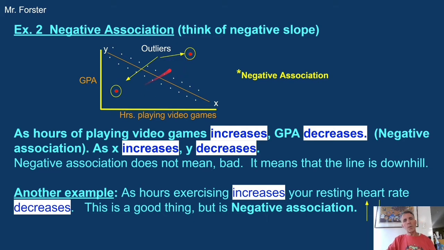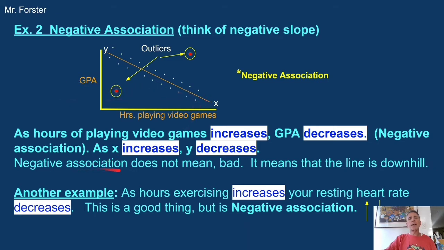And those are, again, outliers. As the hours of playing video games increases, the GPA decreases. And that's called negative association. As X increases, Y decreases. So as this goes higher, this number here, when it's low here, that's a high number up there. When it's high over here, that's a low number in Y.